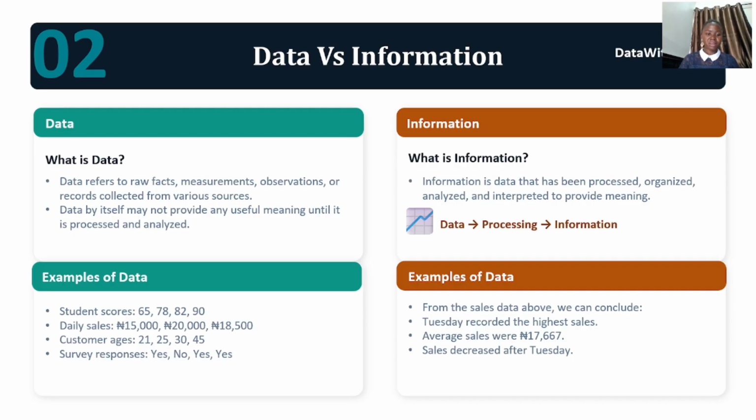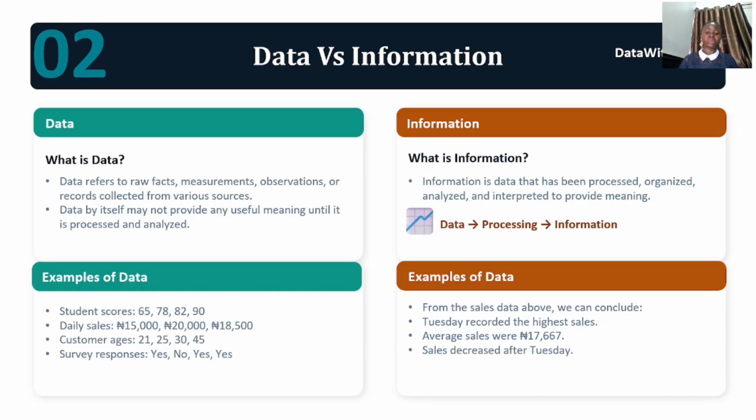So let's look at this example. If you look at student scores, you just collected data about student scores: 65, 78, 82, and 90. So when it is still in this format, it is just data, right? It has not been processed. You've not made any meaning out of it. It has not been analyzed. So it is still in its raw format. It is just a record.